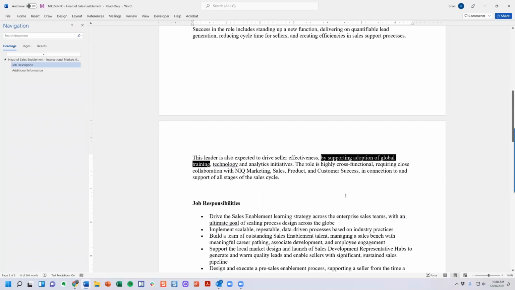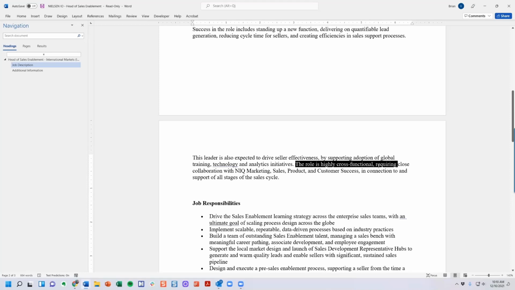Adoption. What that usually means in an international role is headquarters built it already, and you have to roll it out. Doesn't mean in this role that you could not create some supplemental material or supplemental trainings. But this is one of those things that you would want to explore. It seems like the content and the training is already built. Also, the technology is being implemented and the analytics are being implemented. So they want you to implement in the region. So usually that means you're on the execution side to help roll things out.